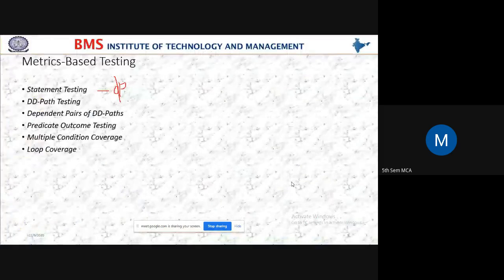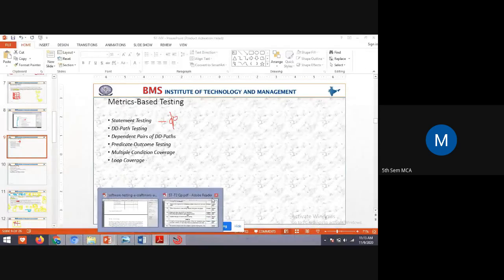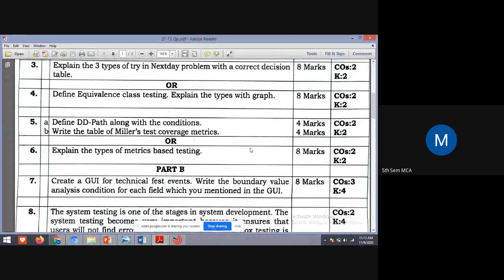The statement testing, DD path testing, dependent pairs of DD paths, predicate outcome testing, multiple condition coverage testing, and loop coverage. So this is the answer for this question. Yes, the 7th question. It is a very interesting question.